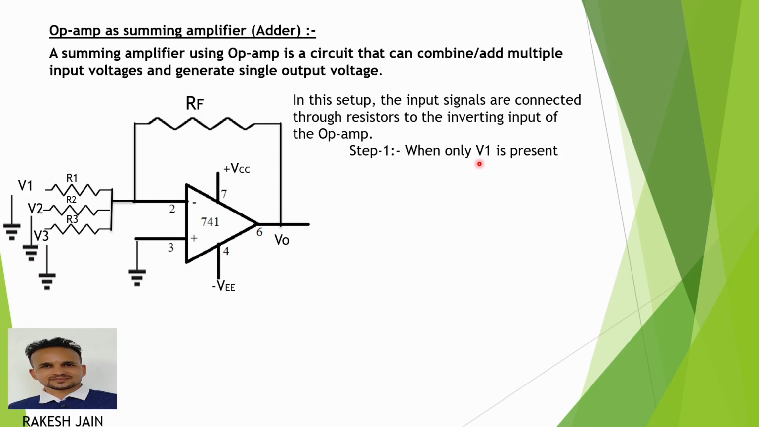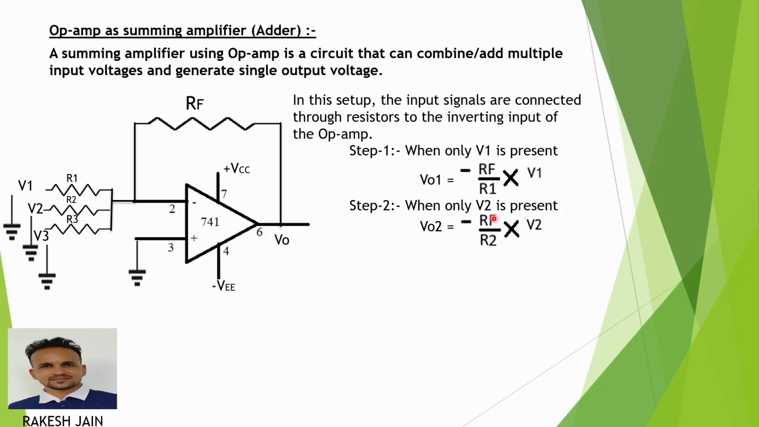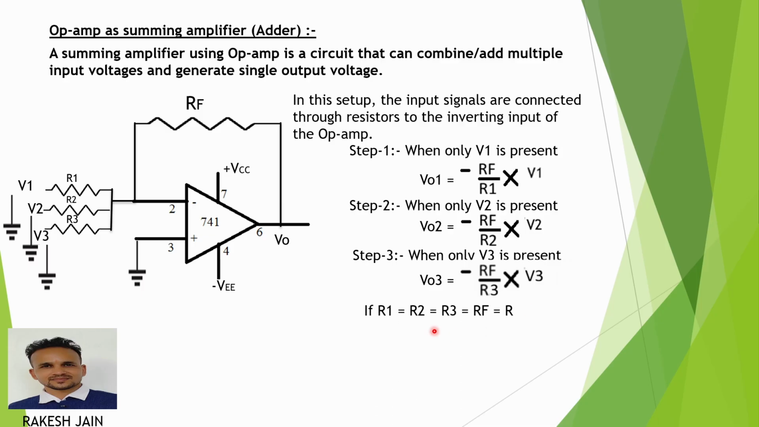Step number 1, when only V1 is present. So what is the first output voltage? Let it be V naught 1. So V naught 1 is minus Rf upon R1 multiplied by V1. Step number 2, when only V2 is present, the output voltage is equal to minus Rf by R2 multiplied by V2. Step number 3, when only V3 is present, then the third output, that is V naught 3, is equal to minus Rf by R3 multiplied by V3.